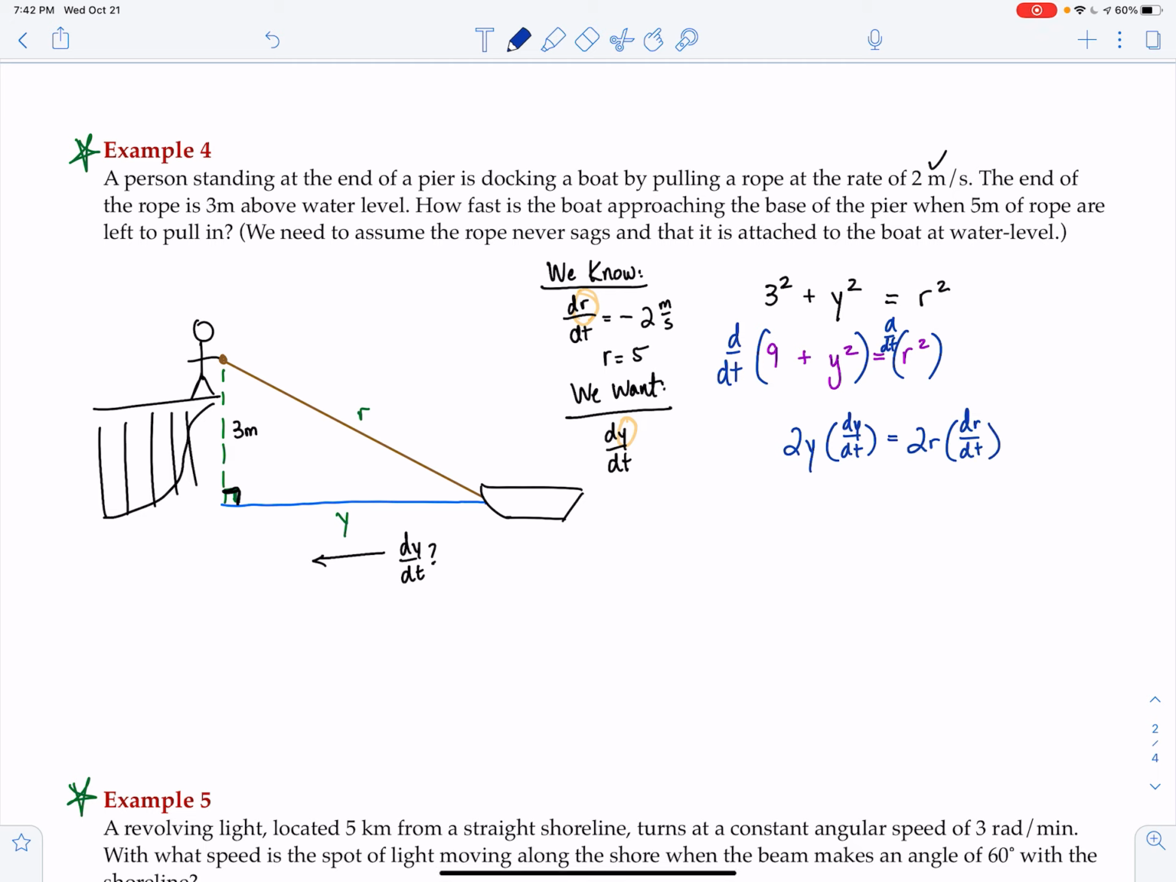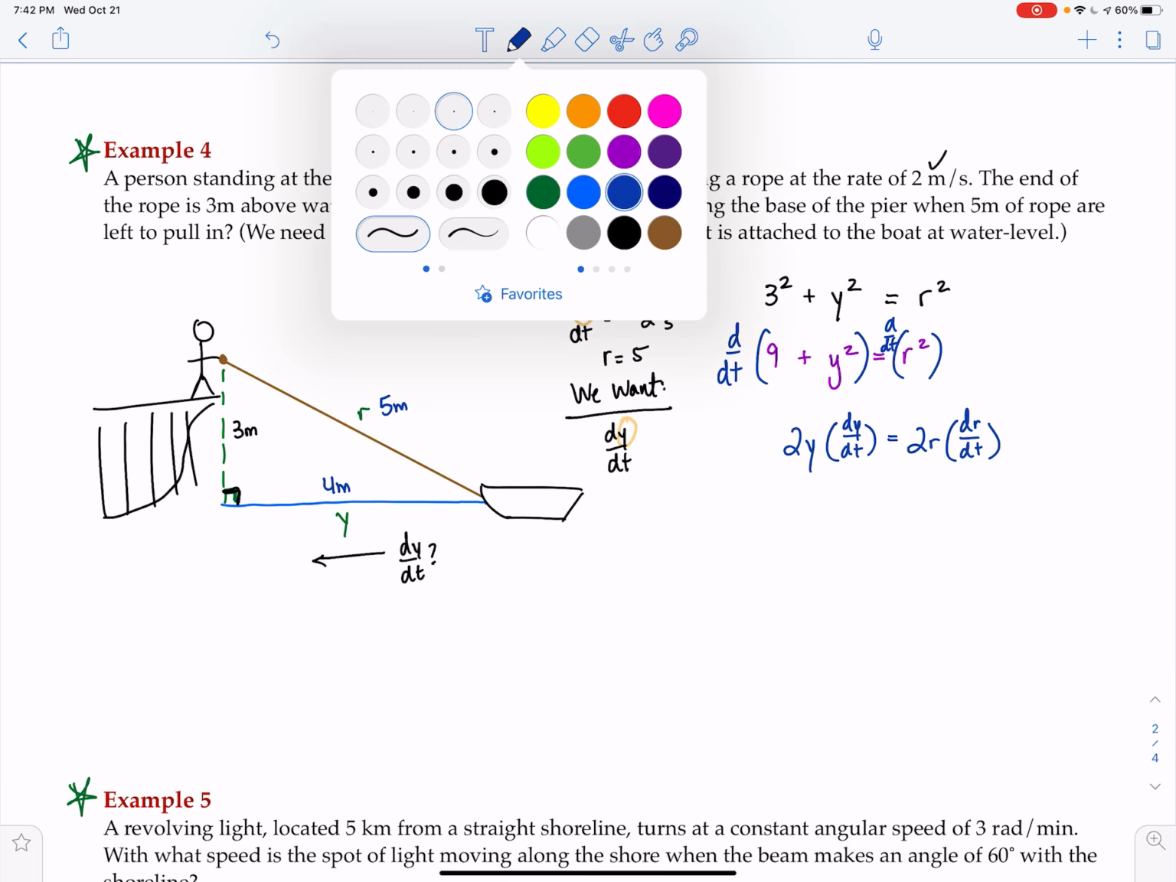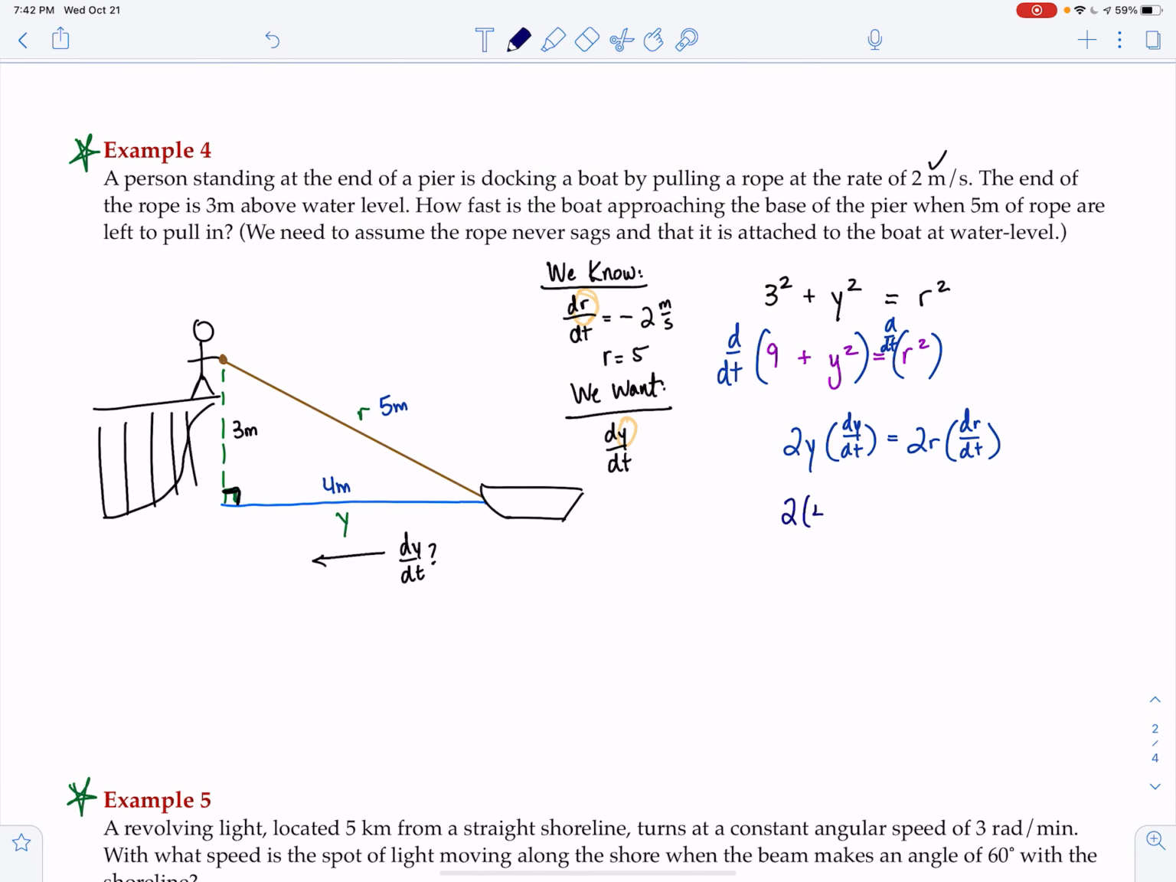All right, we have 4 values here. We're only supposed to have one unknown. 2y. Do we know what y is? Well, we know that r is 5 meters. We know that the person's hand is 3 meters above the ground. So I would argue that we know, because it's a Pythagorean triple, that y is 4 meters. So watch what we can do. 2 times 4. dy/dt is what we want, so that is going to stay unknown.